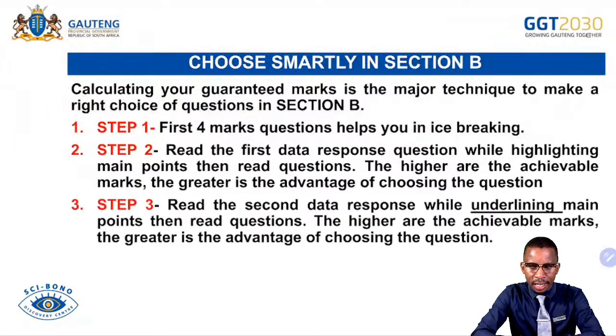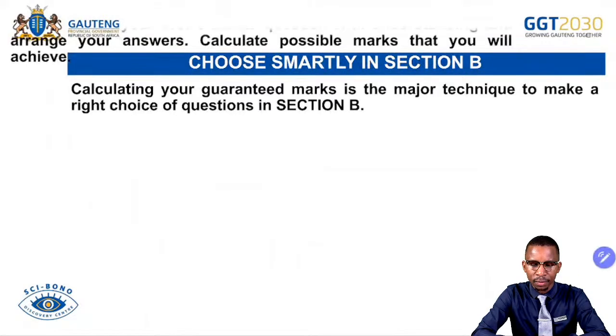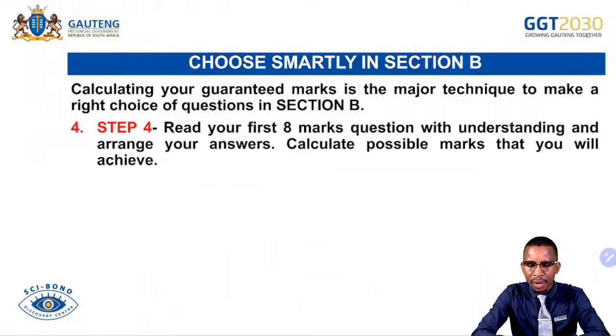Read the second data response while underlining main points, then read questions. Then if you find that you have more marks to achieve in there, that is giving you advantage to choose that main question also. Calculating your guaranteed marks is the major technique to make the right choice. It is very important that before you choose the question, you calculate marks that you believe you will achieve. Then you will make a choice based on the marks that you think you will be able to achieve.